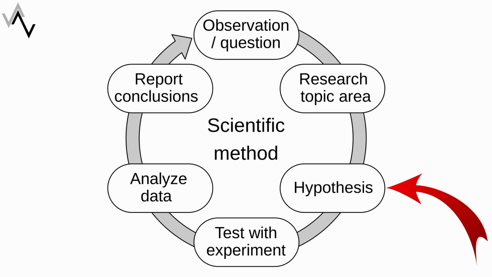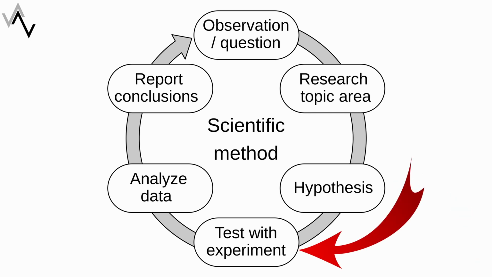Step 3. Hypothesis. Based on their research, scientists formulate a hypothesis, a tentative explanation for the observed phenomenon. A good hypothesis is testable and falsifiable. In our case, the researcher may hypothesize that plants in the area with higher sunlight exposure will grow taller due to increased photosynthesis.